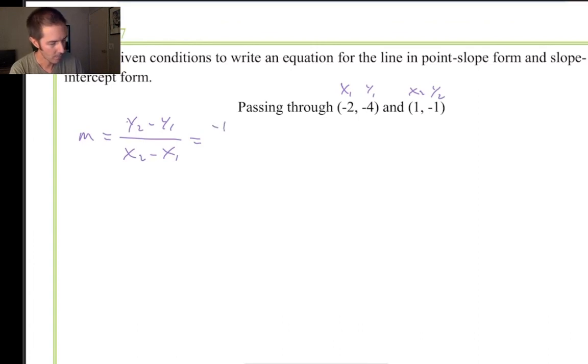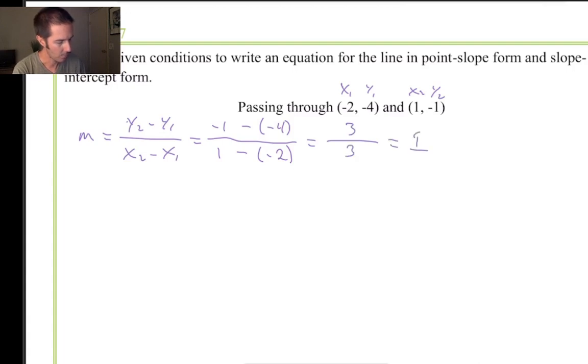So I have -1 minus my y1 value, which is -4, and notice I'm putting that -4 in parentheses because I have to address the double negative there. x2 is a +1 minus x1, which is a -2. Again, I'm using those parentheses to help make sure I account for the double negative. In the numerator, I've got -1 essentially +4 because of the double negative. -1 plus 4 is 3. And in the denominator, I've got 1 plus 2, which also makes 3, and we end up with a slope of 1. So I put a circle around that to make sure it doesn't wander off.